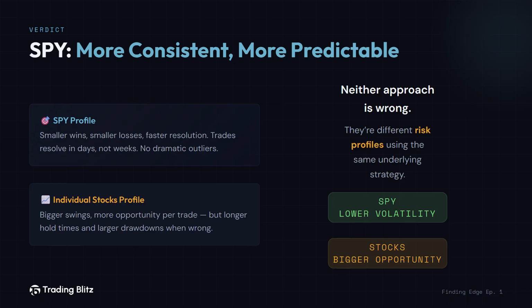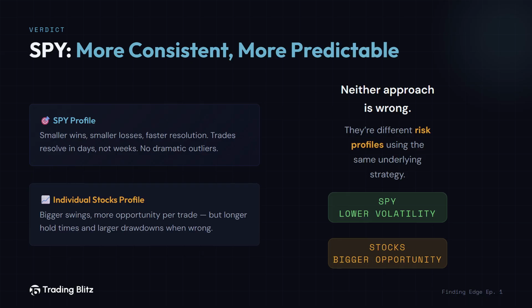SPY is a basket of 500 companies, so by design, it doesn't move as dramatically as individual stocks within it. So when the strategy wins on SPY, it wins smaller, and when it loses, it loses smaller, and trades seem to resolve faster. So the bottom line is this. SPY gives you a more consistent, more predictable version of the same strategy. You're not going to hit the $3,000 winners like we saw with individual stocks, but you're also not going to sit through 2-week drawdowns wondering when the exit signal is going to come.